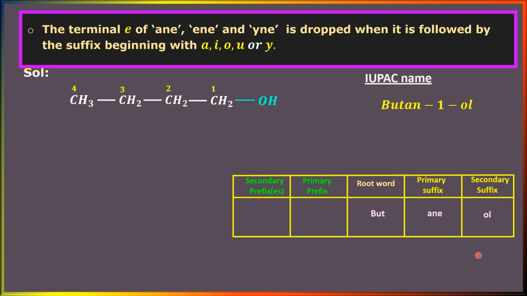IUPAC name: butan-1-ol. The terminal e of ane, ene and yne is dropped. This e is dropped when it is followed by the suffix beginning with a, i, o, u, or y. For that reason, the terminal e from the primary suffix is dropped. Butane, e is not there here, 1-ol.